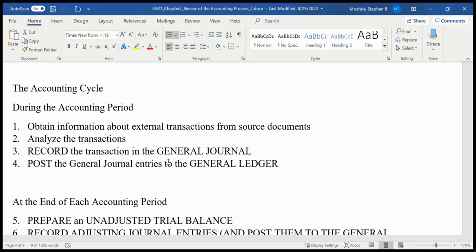The general journal is a chronological listing of all the transactions of the business, all of the economic events of the business. Right after we have recorded a transaction in the general journal, we immediately post the general journal entry to the general ledger. The general ledger is a listing of all of the transactions and economic events of the company by the affected accounts. You're going to see examples of these in the next video.